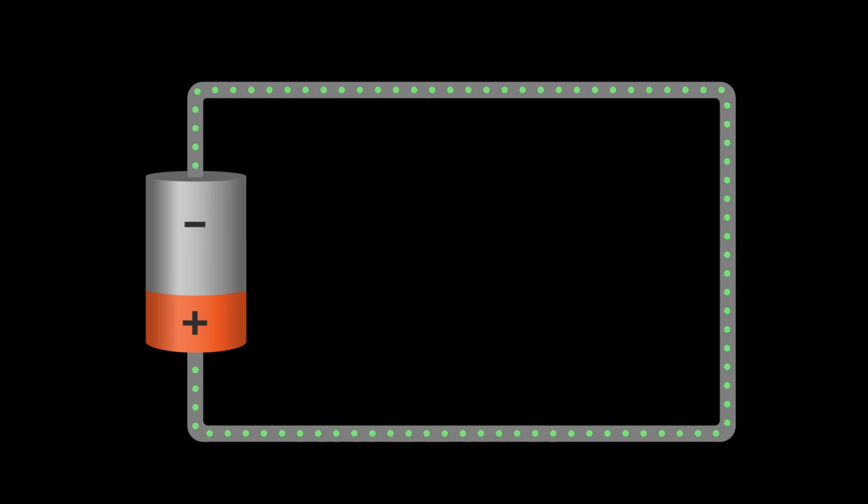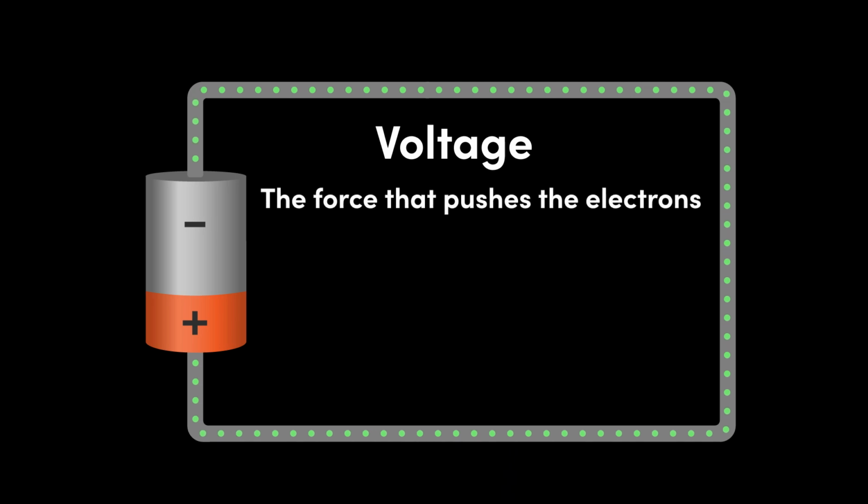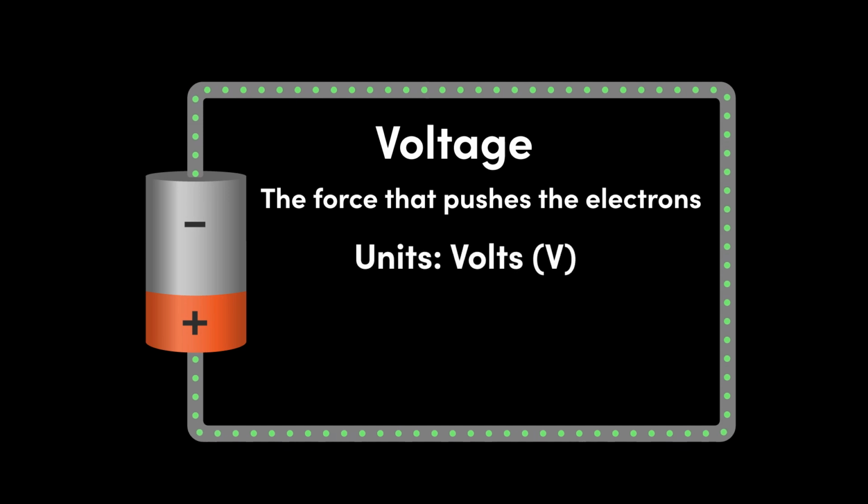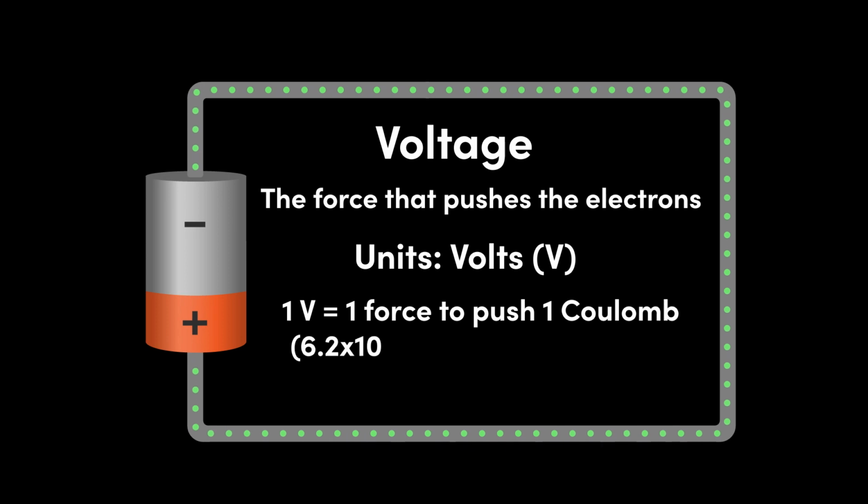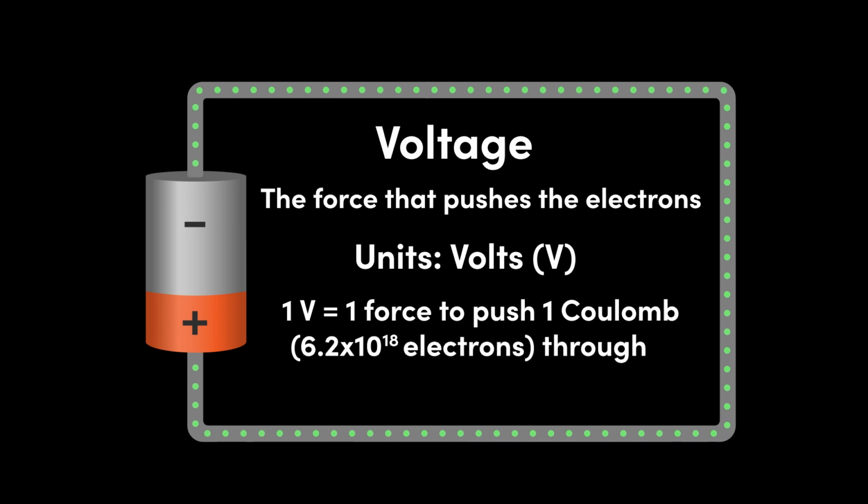The force that pushes the electrons is called voltage. Voltage is measured as the force or pressure required to push a specific amount of electrical energy and has the units of volts. 1 volt is the force required to push 1 coulomb, that's 6.2 times 10 to the 18 electrons, through a resistance of 1 ohm in 1 second.